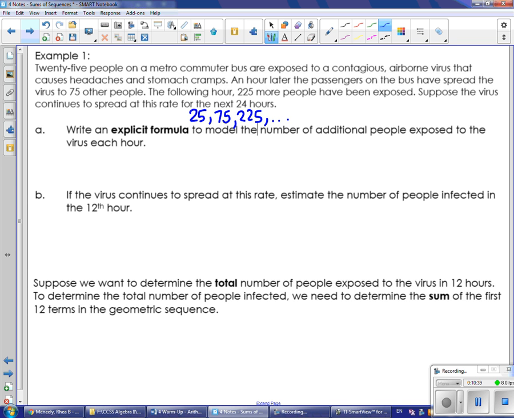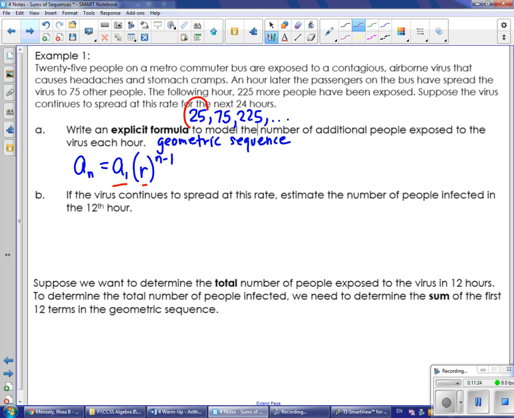I want to write an explicit formula. So let's first make sure that we understand which type of sequence we're dealing with. Are we adding a constant, or are we multiplying by the same number over and over again? And I think you can see, because the numbers get large pretty quickly, that we're dealing with multiplication. So this is a geometric sequence. And again, just like what we did on the last slide, if I want to write an explicit formula, it's going to be a sub n is equal to a sub 1 times r to the n minus 1. And so what we need to figure out are the values of a sub 1 and r.